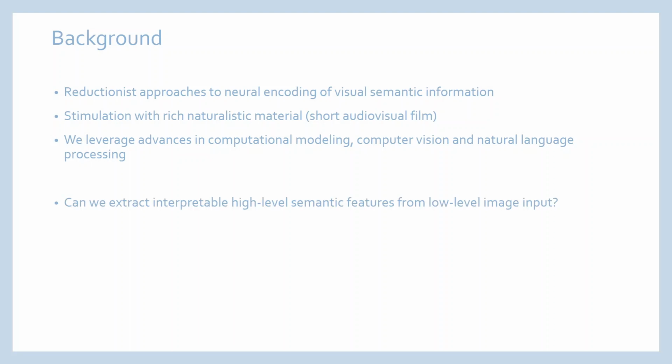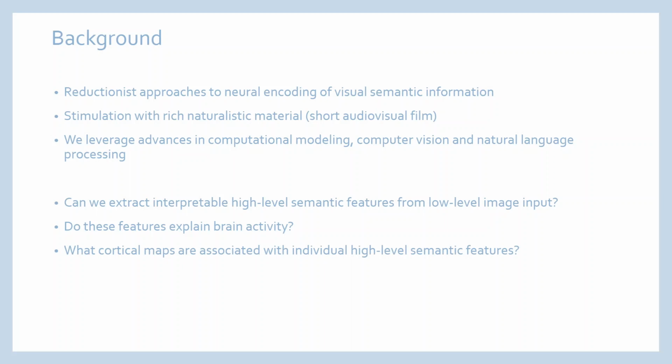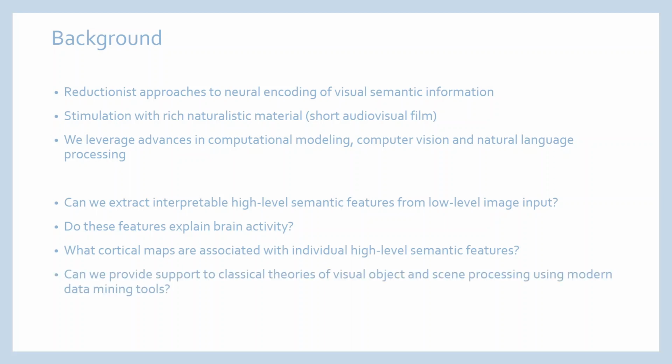First, can we extract interpretable, high-level semantic information from low-level perceptual input? Second, do these extracted features explain the associated brain activity? Third, what cortical maps are associated with individual high-level semantic features? And lastly, can we provide support for classical theories of visual object and scene recognition in the brain using these modern computational tools?